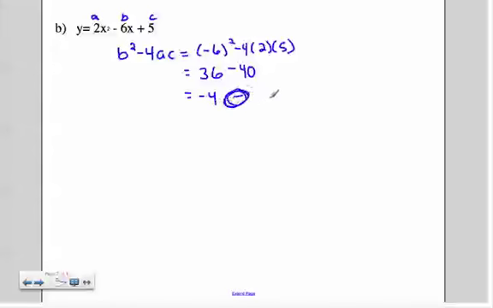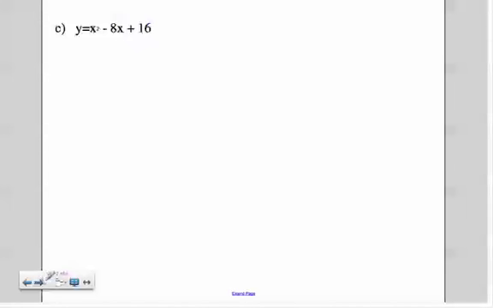It's the negative that tells me there would be no real answers, because when I did the formula, I would end up with a negative under the square root, and you can't square root a negative.